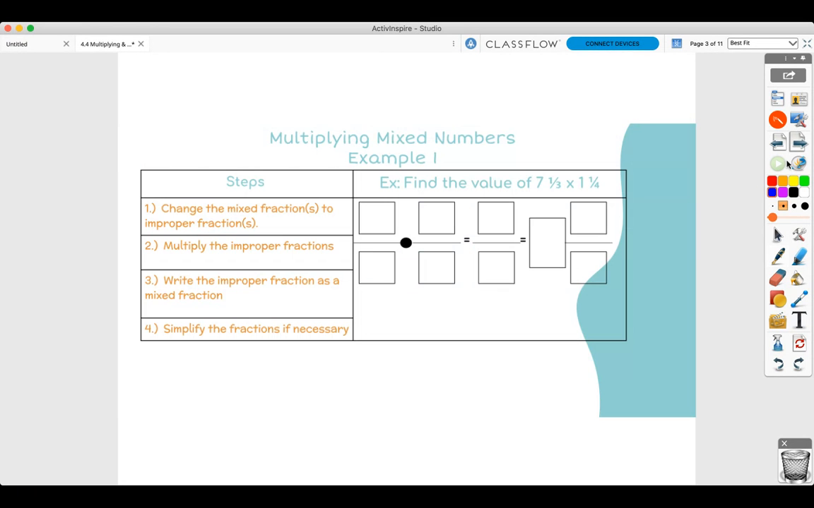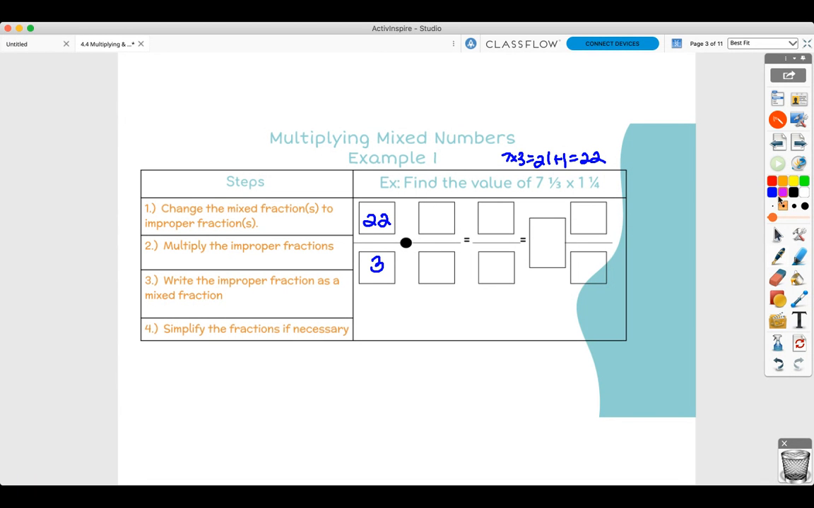Okay? So let's do some example problems on multiplying mixed numbers. So again, first thing you need to do, your question is 7 1/3 times 1 1/4. You have to change each of them to improper fractions first. So we multiply the whole number times the denominator. So 7 times 3 is 21. And then you add the numerator to that. Plus 1 gives you 22. So the numerator is now going to be 22, and the denominator stays the same.